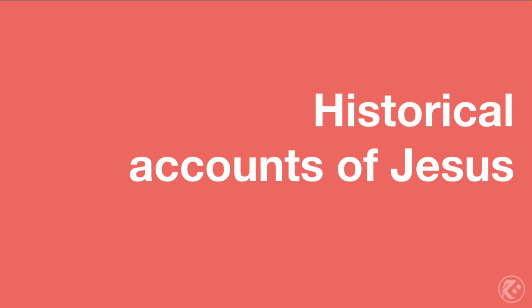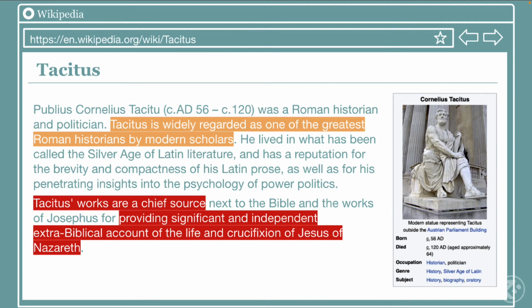Okay? So outside of the Bible, let's not use the Bible. Is there any historical record of encounters with Jesus? Is Jesus historically accurate? Now, the most famous Roman historian, Tacitus, really provided interesting insight that's an independent account of the life and crucifixion of Jesus. So we read that the greatest Roman historian's works are a chief source providing significant and independent extra-biblical narrative of the life and crucifixion of Jesus of Nazareth.